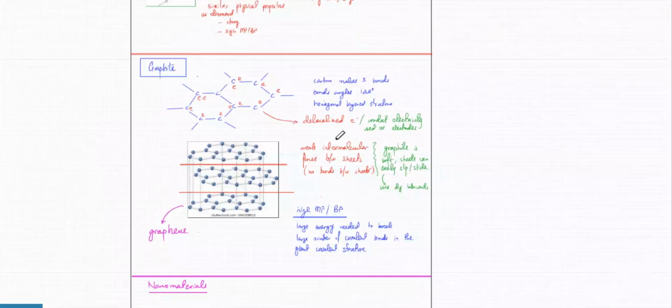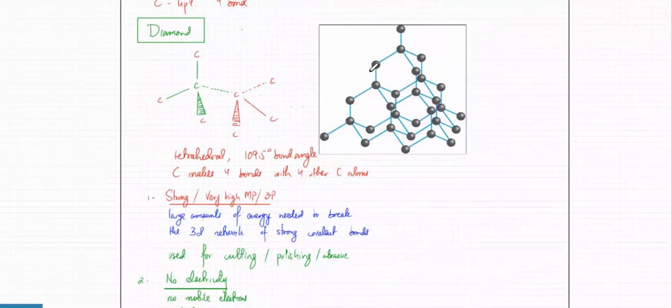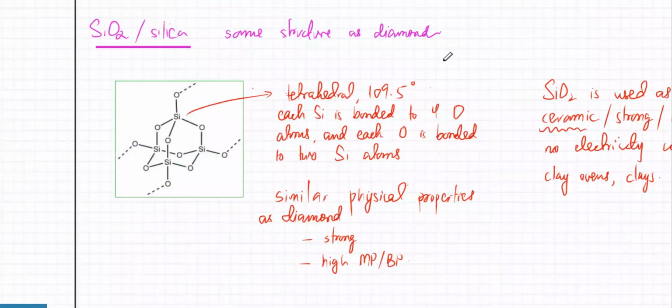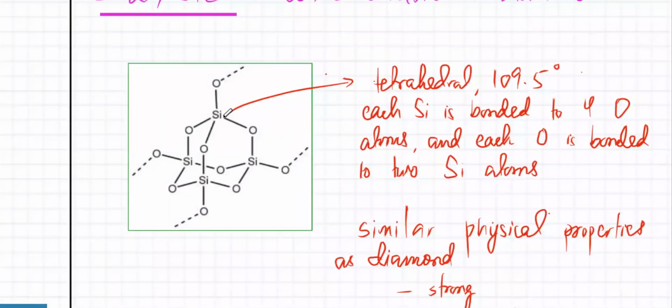Where is SiO2? Okay, it's over here. So you had diamond. It was tetrahedral. Carbon was bonded to four other carbon atoms in a tetrahedral arrangement. SiO2 was similar as well, in that it was tetrahedral, but Si was bonded to four oxygens, and the oxygens were making two bonds. So they were bonded again to silicon. The silicon was again bonded to four oxygens, and the oxygen was again bonded to silicon. So it just kept on repeating. So it was tetrahedral as well.